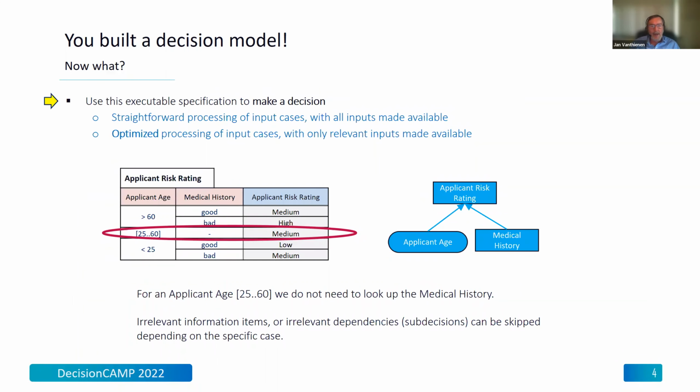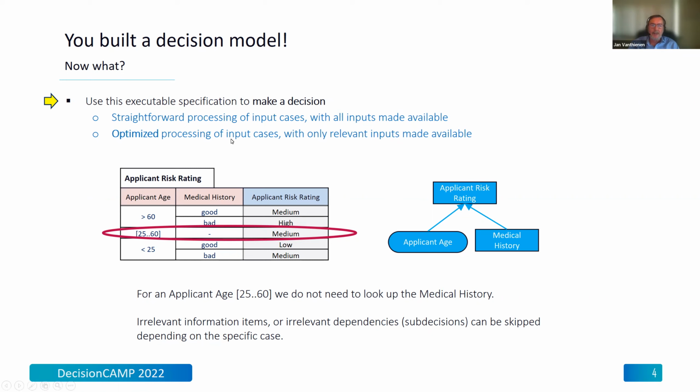First, assume you have an executable decision model. You have a DRD, you have some tables, maybe some field expressions, but it's fully executable. What can you do with it? Well, the first thing you can do, I hope you can see the mouse moving, is you just take a case, you have all the data available, and you make a decision with all these inputs available. This is the standard way of using a decision model to make a decision. It's not the only way.